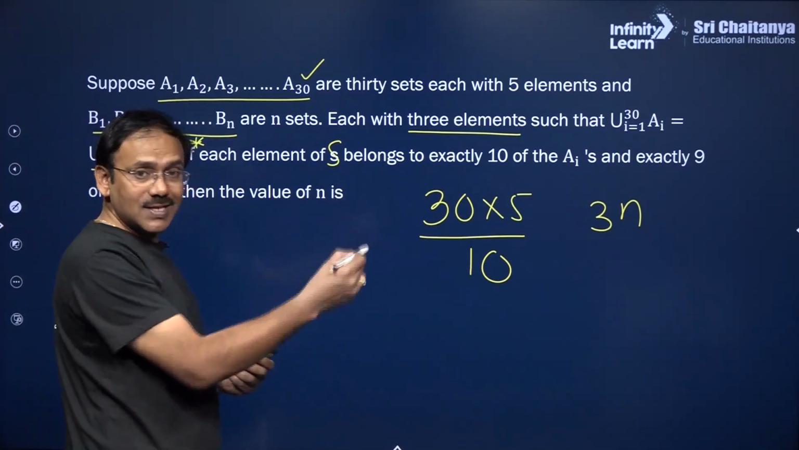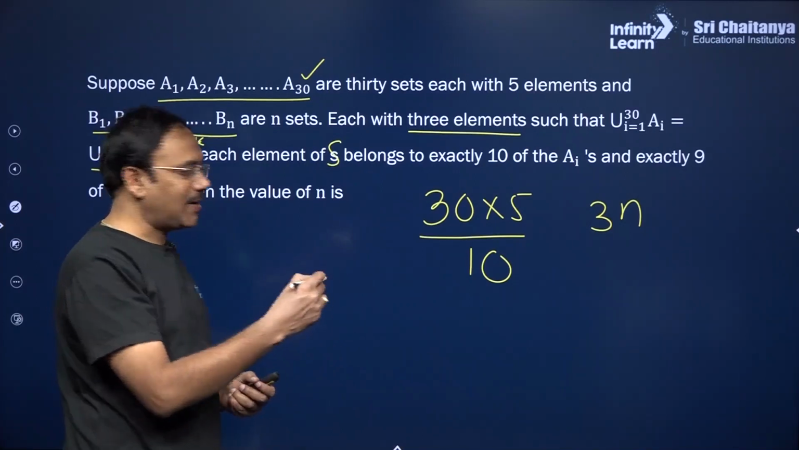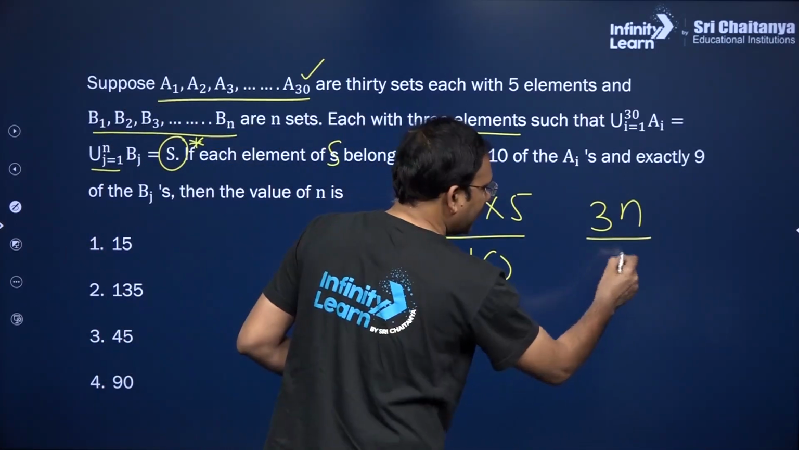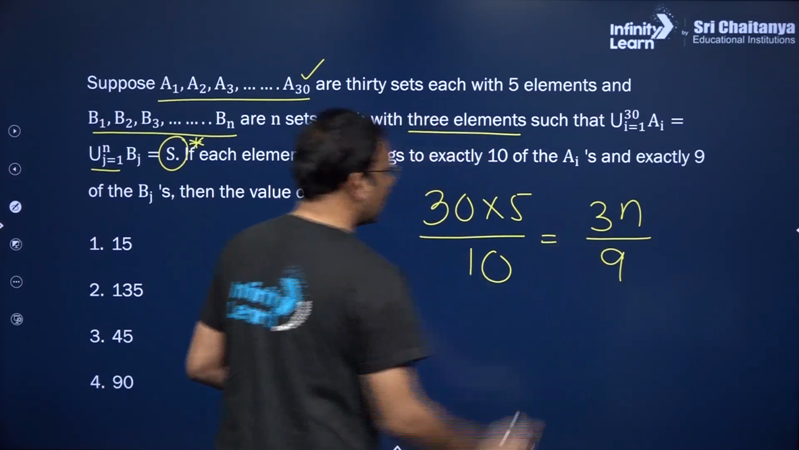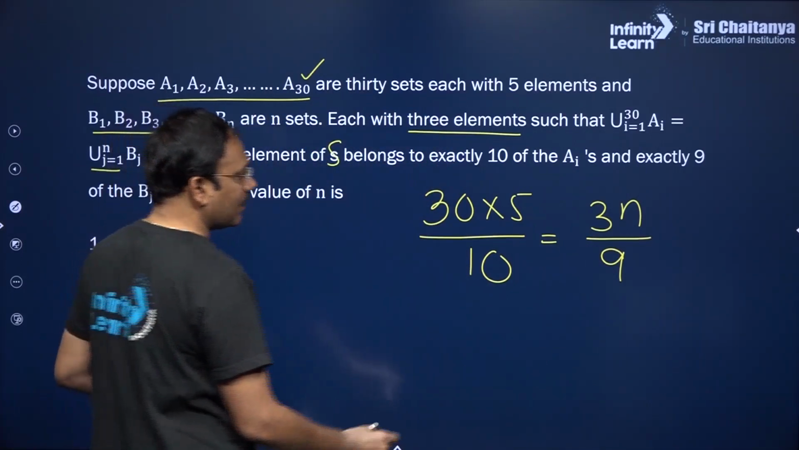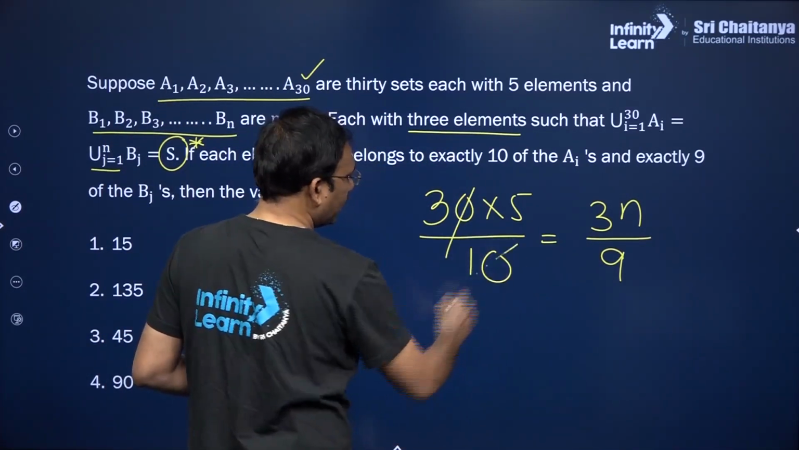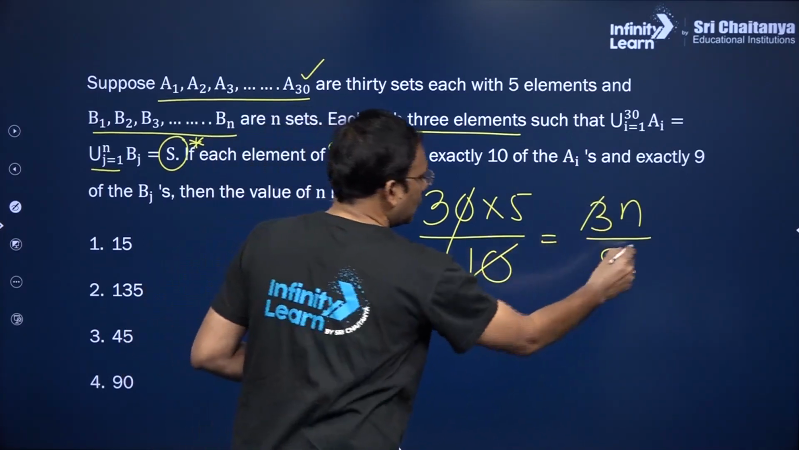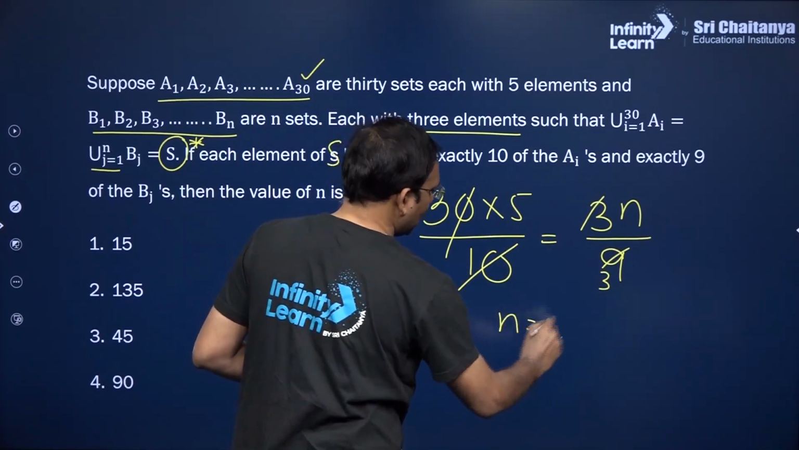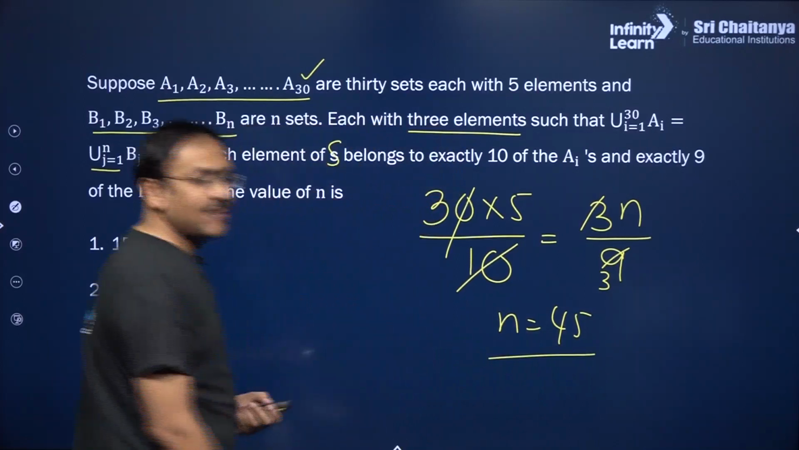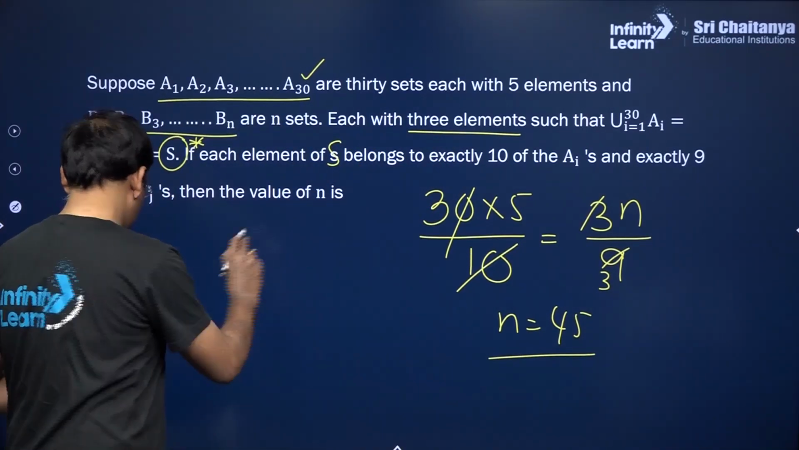That means out of these 3n, each element is repeated 9 times, so the total number of elements of S is going to be 3n by 9, and hence 15 into 3, n is equal to 45. 45 is the answer, my dear friends, right?